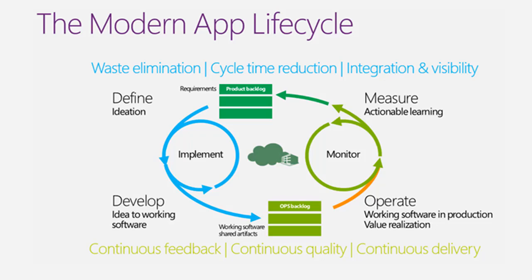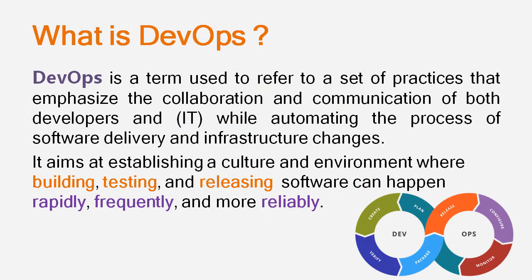So, what is DevOps? DevOps is the term used to refer to a set of practices that enhance the collaboration and communication between developers and IT while automating the process of software delivery and infrastructure. High performing organizations focus on rapid, frequent, and reliable deployments and delivery. They deploy over 200 times more than the old traditional ways. Two major practices appear here: continuous integration and continuous deployment.